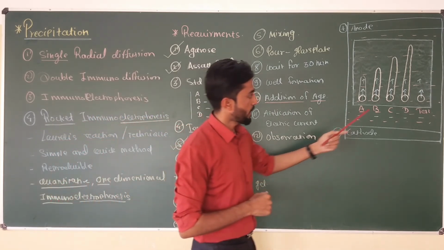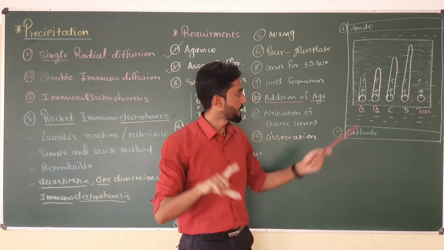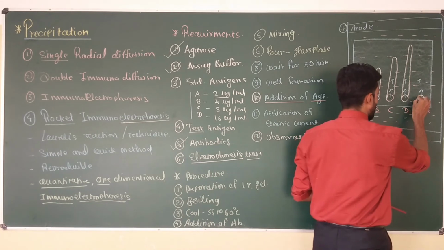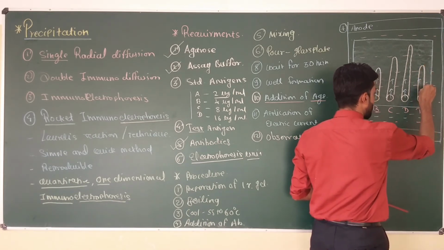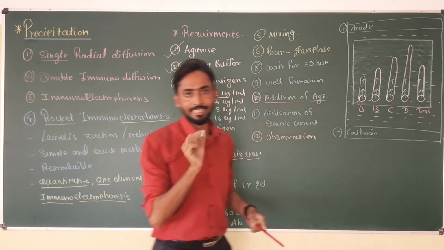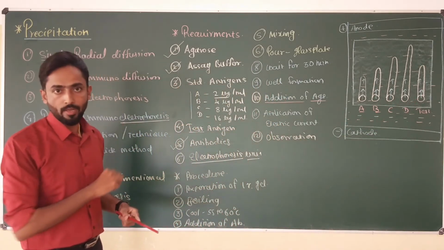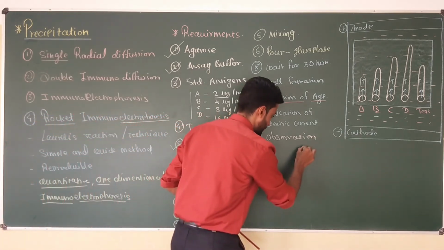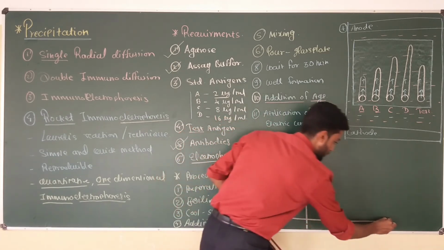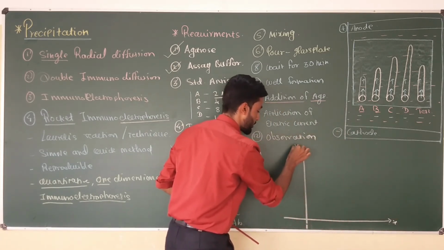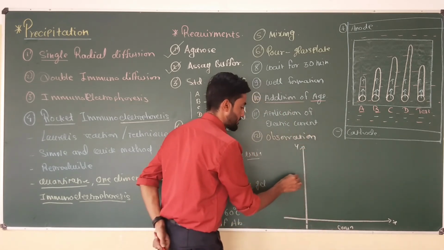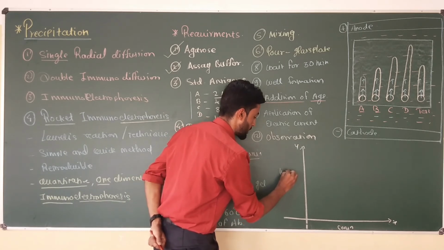The next thing we have to do is measure the height of every standard and test antigen. Suppose the test antigen gives a rocket of this height, and now we want to determine the concentration of this test antigen, which is present in the last well. So now we have to plot a standard graph. On the X axis I am going to take the concentration of the antigen, and on the Y axis I am going to take the height of the rocket.